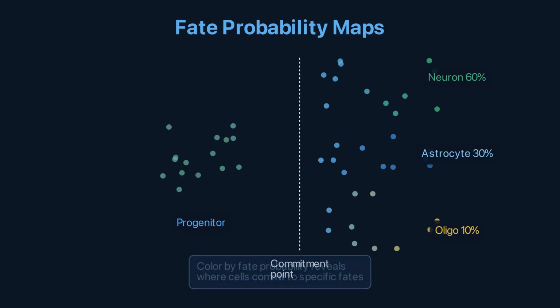Overlaying fate probabilities on the spatial coordinates of your Slide-tags data reveals where in the tissue cells commit to specific fates. A spatial map of cell decisions in glaucoma progression. The river flows from source to sea. Pseudotime orders the journey without a clock.